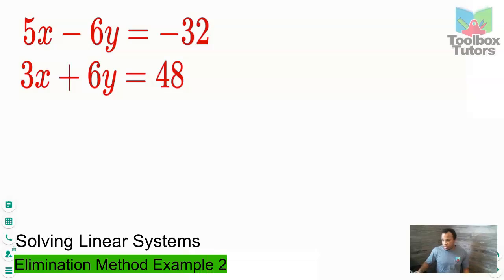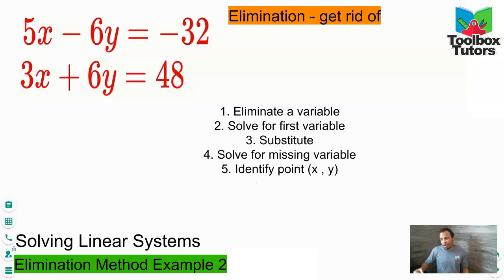Now let's look at example 2. For this example, once again, we'll be using the elimination method, meaning that we want to find a variable, either the x or the y, that we can get rid of in the beginning so that we can solve for one. Once we solve for that one, we're going to substitute this variable back into one of these equations to solve for the missing variable that we eliminated in the beginning. And then we're going to have a single point.